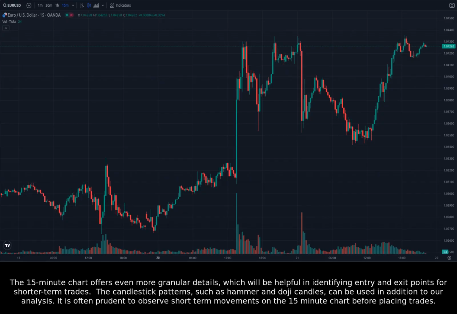The 15-minute chart offers even more granular details, which will be helpful in identifying entry and exit points for shorter-term trades. The candlestick patterns, such as hammer and doji candles, can be used in addition to our analysis. It is often prudent to observe short-term movements on the 15-minute chart before placing trades.